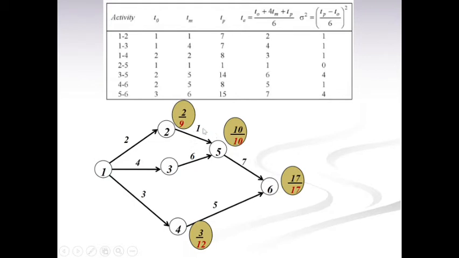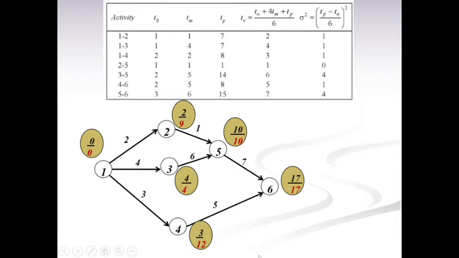10 minus 1, 9. Here it is 10 minus 6, 4. Then while coming here, the least we have to take: 9 minus 2, 7. 4 minus 4, 0. 12 minus 3, 9. So the least we have to take, obviously it will be 0. So this is how we have to calculate all TE values and TL values for all the events.